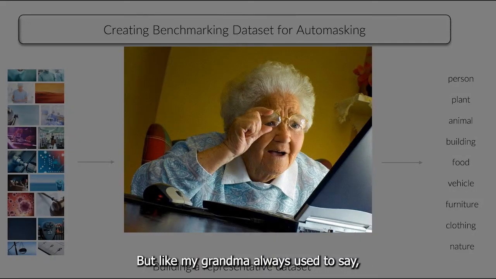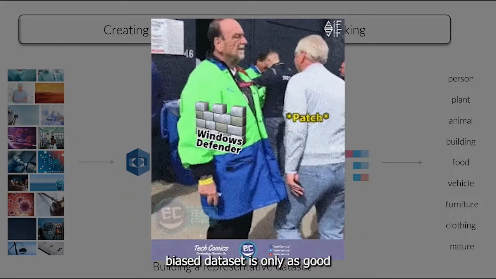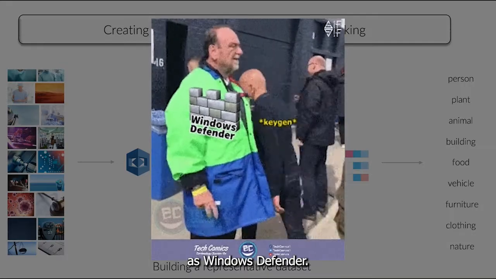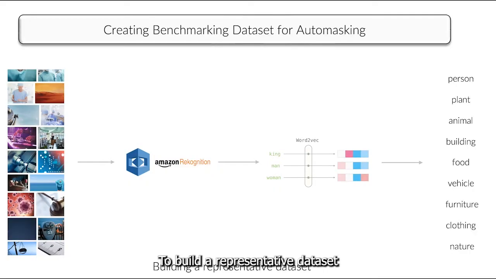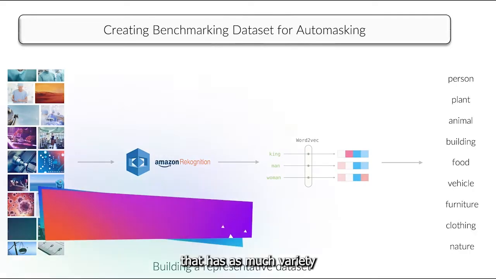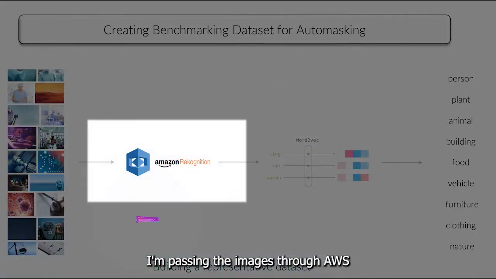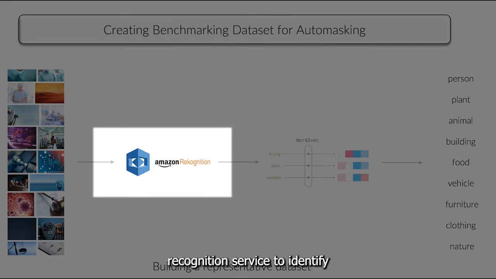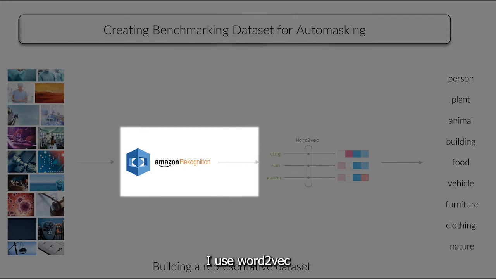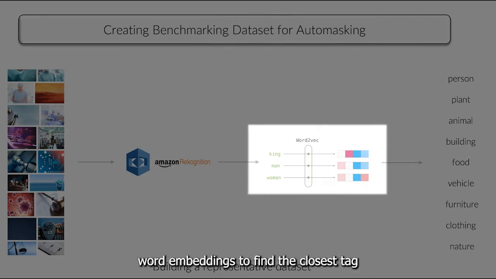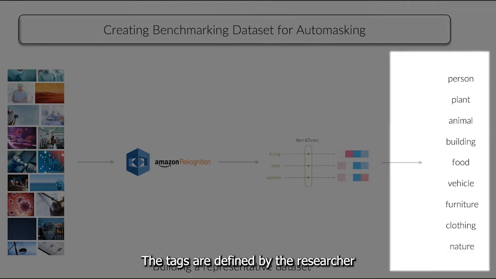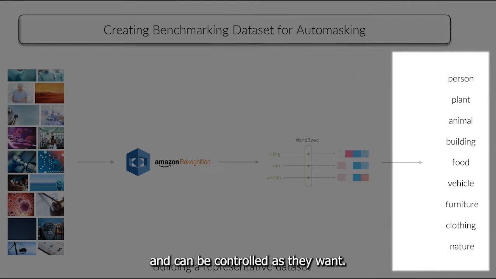But like my grandma always used to say, a biased dataset is only as good as Windows Defender. To build a representative dataset that has as much variety and less bias as possible, I'm passing the images through AWS Rekognition service to identify objects in the images. I use word2vec word embeddings to find the closest tag for each image. The tags are defined by the researcher and can be controlled as they want.